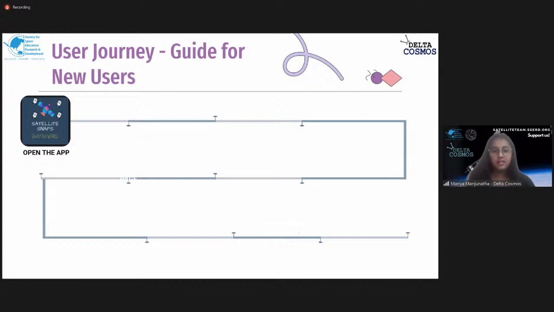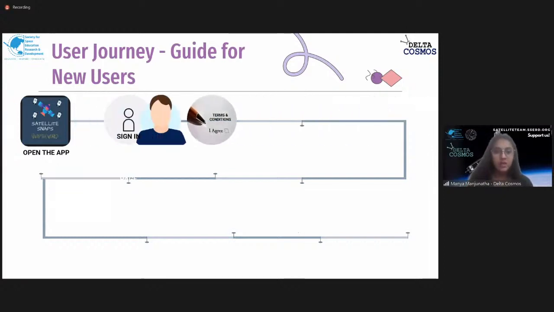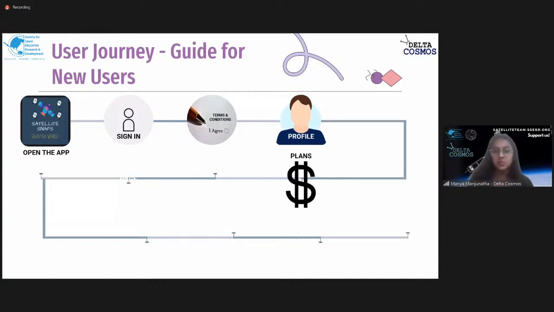Thank you, Shwetan. This is the user journey of our app. When we open the app, we get the sign in and sign up page. After signing up, we learn about the terms and conditions of the app. Then we get to the customized profile page where we can customize our profile picture and username. Then we explain the plans, which include basic, pro, and premium, as explained by Shwetan. After choosing the plan, we get to the home page.